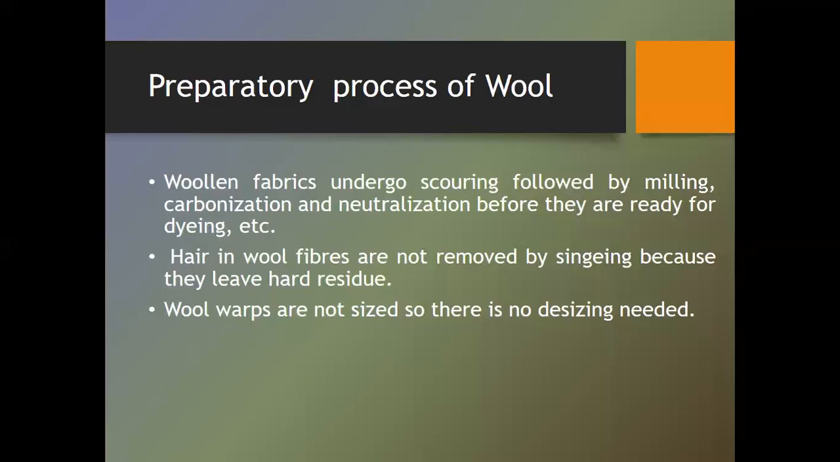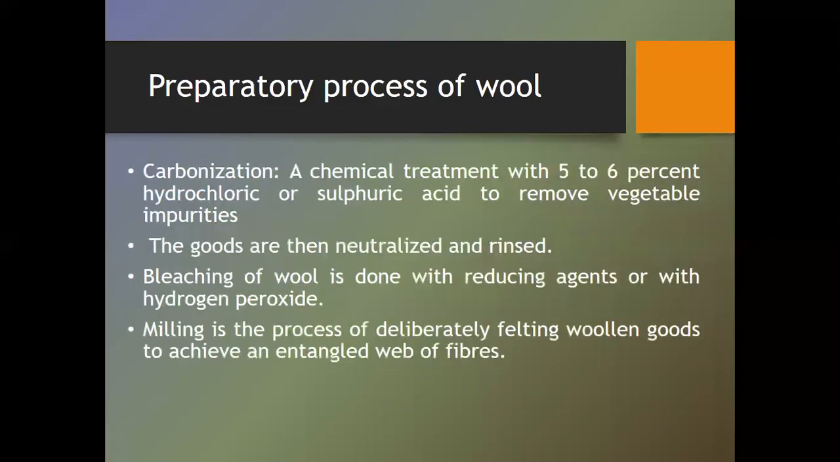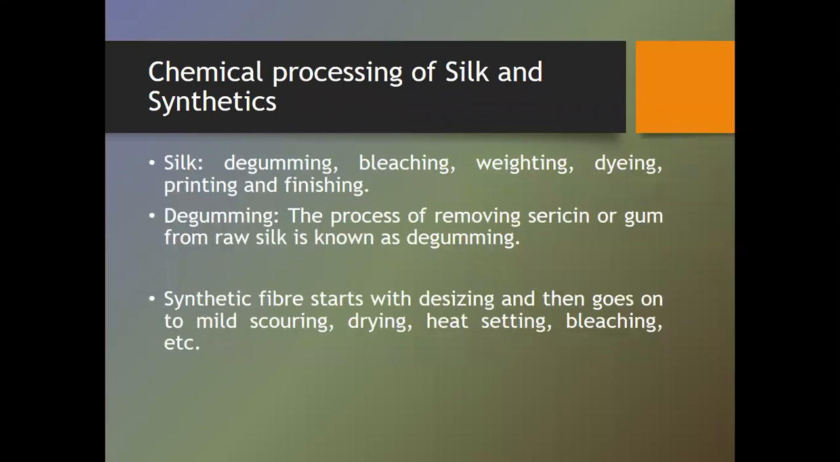The hair in wool fibers is not removed by singeing because it leaves a hard residue. Wool fiber contains many vegetable impurities, and carbonizing is a chemical treatment with 5 to 6% hydrochloric or sulfuric acid to remove them. The goods are then neutralized and rinsed. Milling is also a process of deliberately felting woolen goods to achieve an entangled web of fibers.